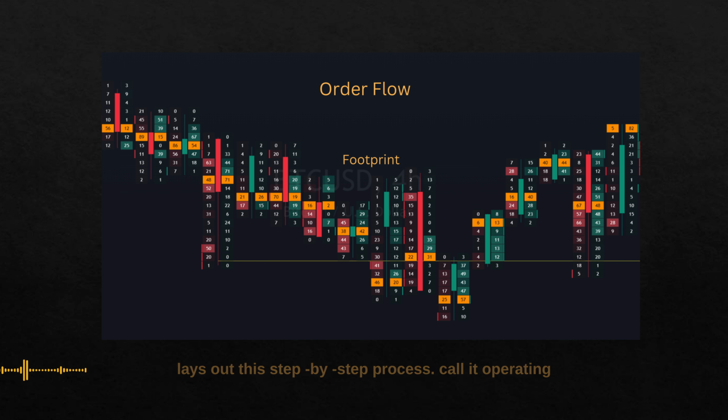So the book lays out this step-by-step process. They call it the operating scheme. It starts with understanding the context of the market. Like, are we in a trend, a range, something in between? That sets the stage. Context is key. Then you use volume profile to find those key levels. The VPOC, the HVNs, those things. Exactly. That's your X-ray vision into the market's structure. Okay, so we're mapping the battlefield.